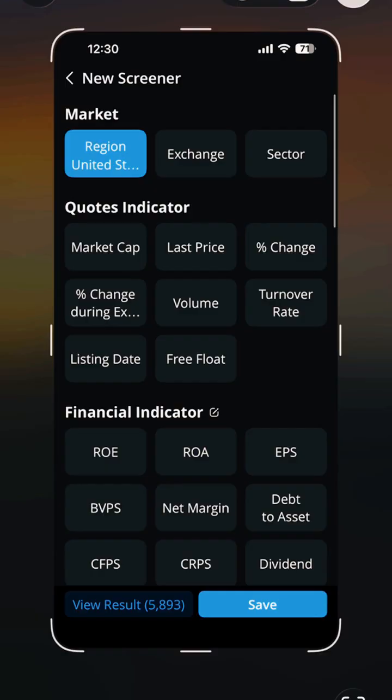BVPS, the book value per share. This one tells you what the company would be worth if it sold everything it owned and paid off its debts, all of its debts. How much is this worth? It's like the liquidation value per share.